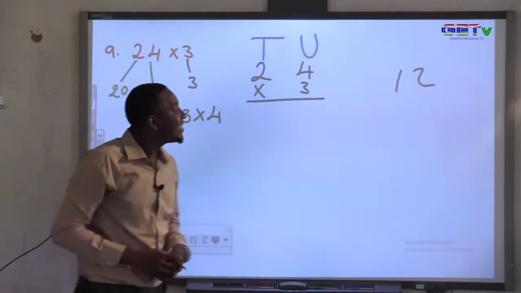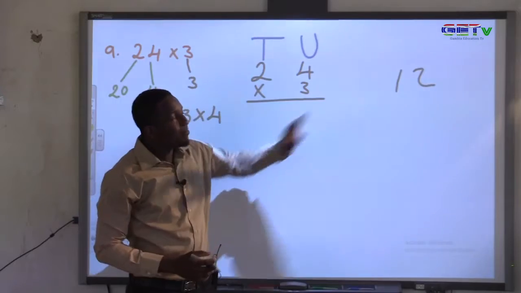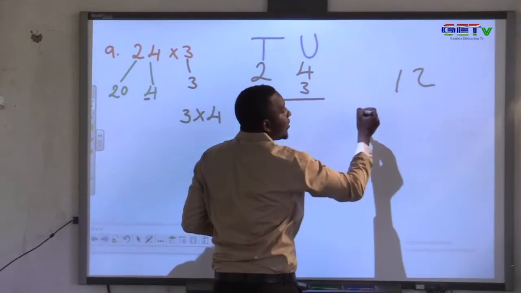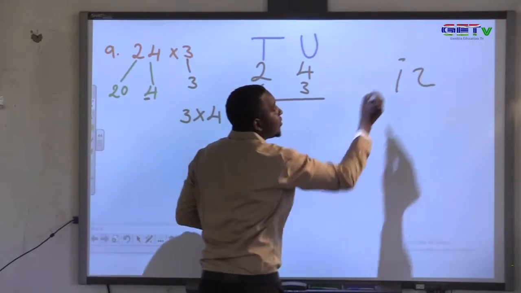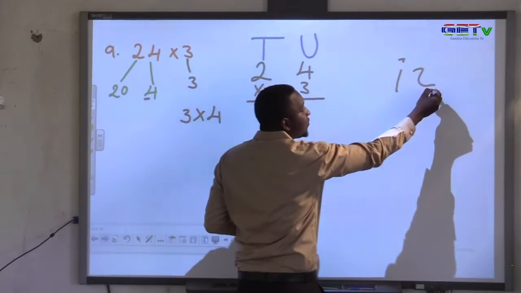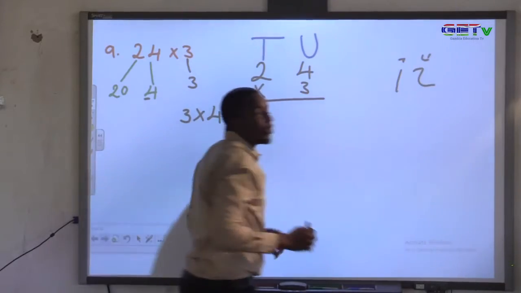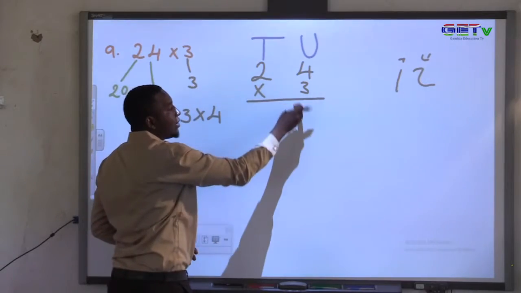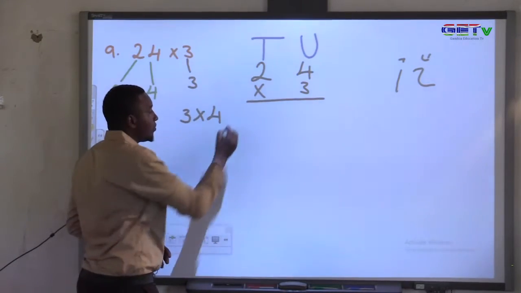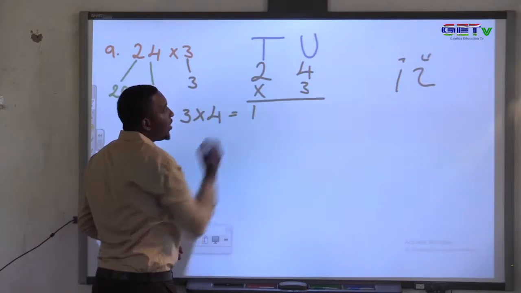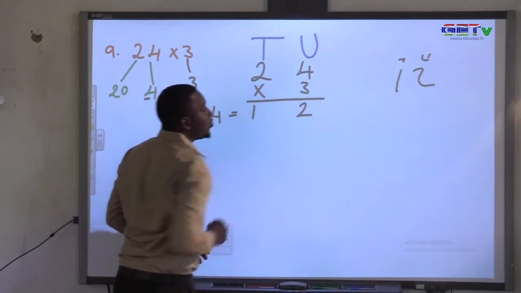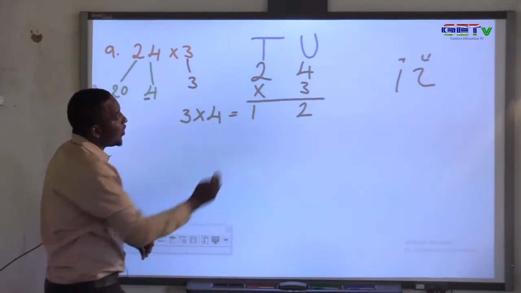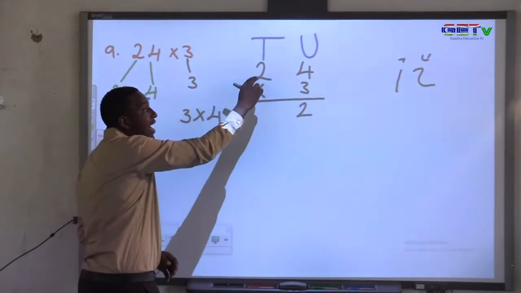Wow, it's a beautiful number. 12 has 2 digits. The place value of 1 here is tens, and the place value of 2 is units. So we are going to place 1 under the tens and 2 under the units. So this is going to give us 1 here and 2 there. We are done with that part. We move to the next part, where we are going to multiply 3 by the value of 2.